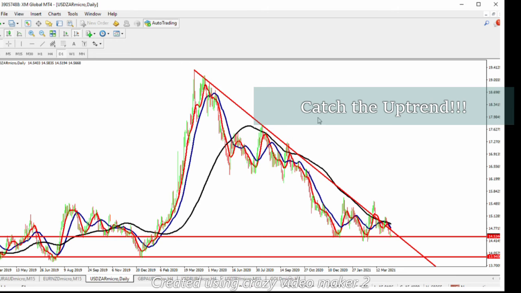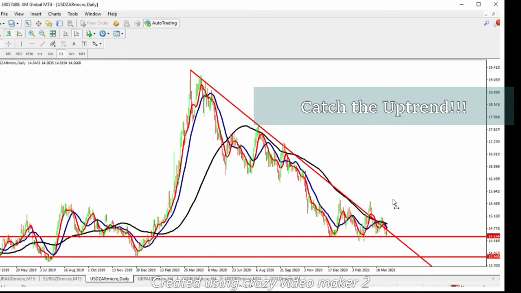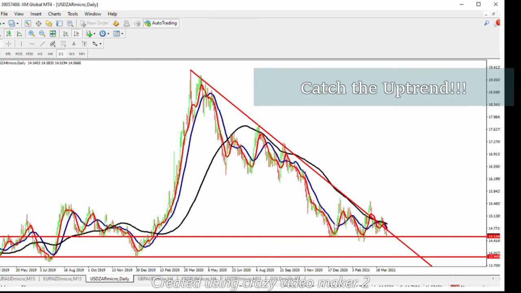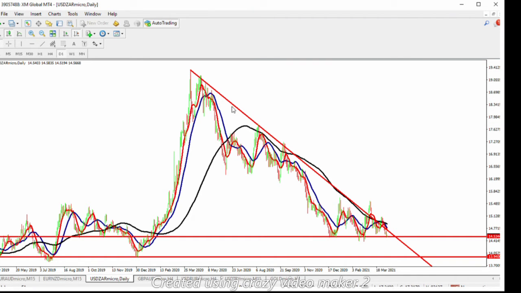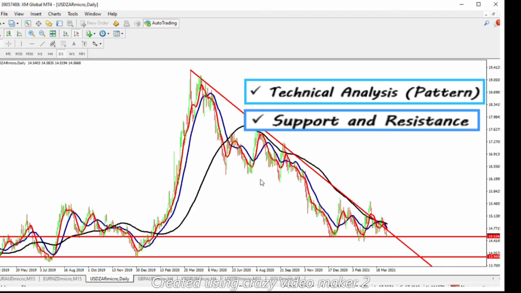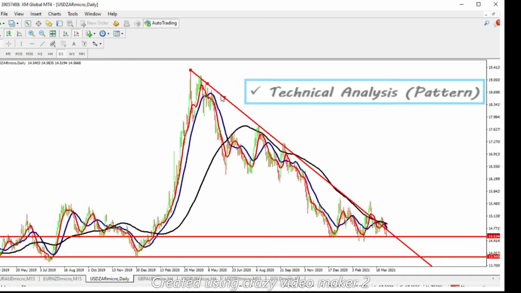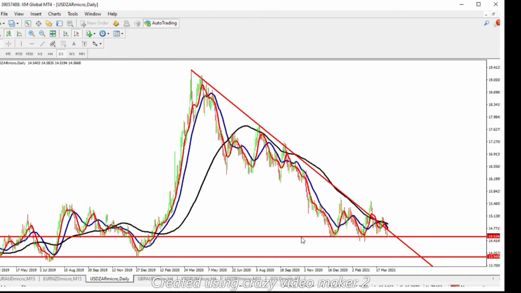So what this strategy is, it's just an entry on the beginning of an uptrend. So we see our downtrend, that's our pattern, right? That's checklist number one. Number two, draw your support and resistance. We've drawn this resistance here. We've drawn this support here. We've drawn another support here.